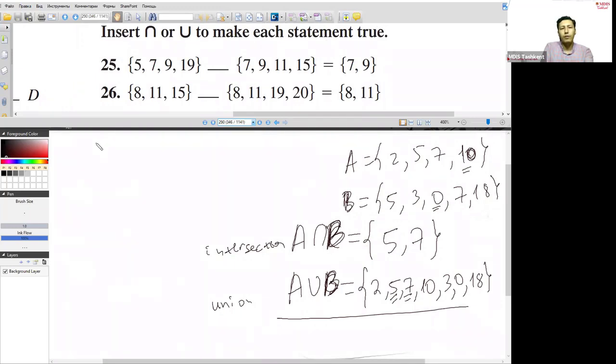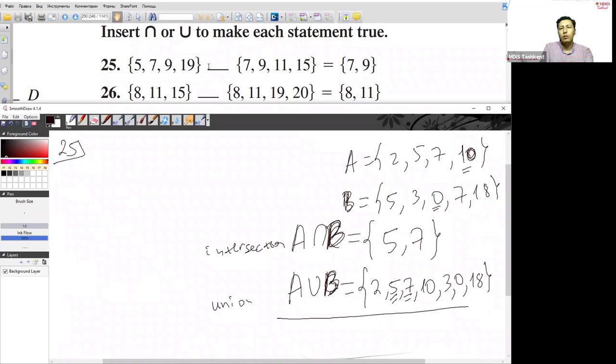So 25. Which one? If you put union, then it's not equal to this. So it is intersection. If you put intersection, then you take same elements, which is 7 and 9. So you get equal to 7 and 9. You see? So if you put intersection, it makes the statement true. 26. Here also intersection. Yes.